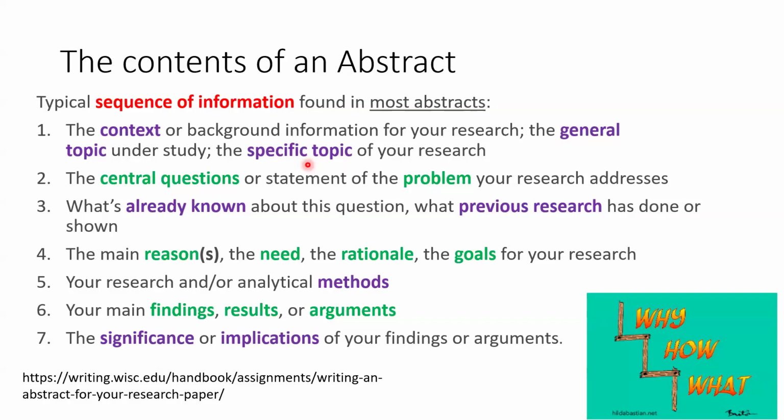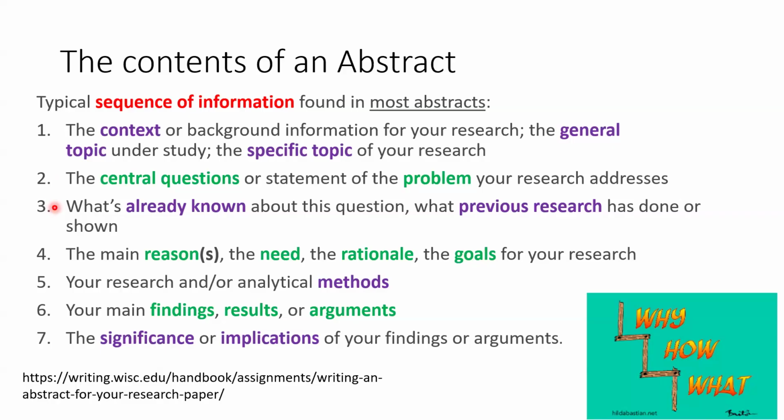So the second part of the abstract is the central question or statement of the problem of your research that is addressed. That is the central question or the research problem that you are putting forward. This is very critical because it will tell the reader what problem you are trying to tackle, trying to solve. That is important, right?